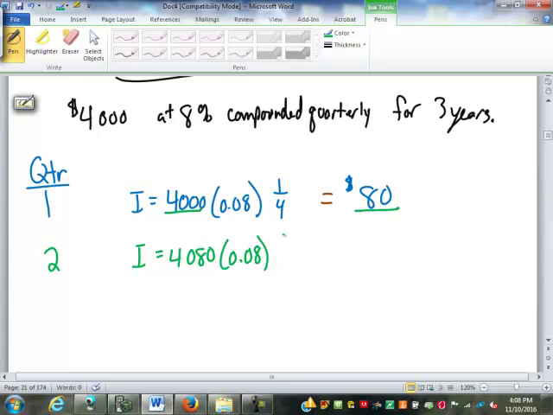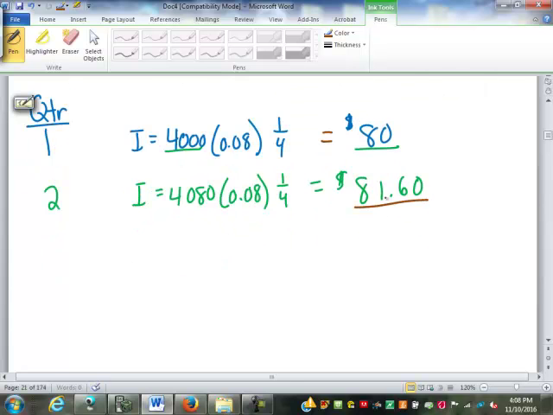My interest is going to be based off of that. So 0.08 times 1/4 again. This is $81.60. So you can see we get more interest already because of the compounding. So we're going to add that to the balance of $4,080. It's $4,161.60 is what we start quarter 3 with.